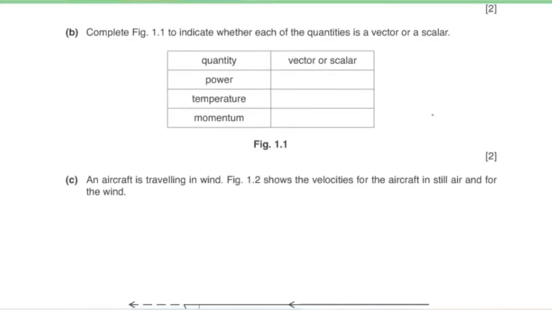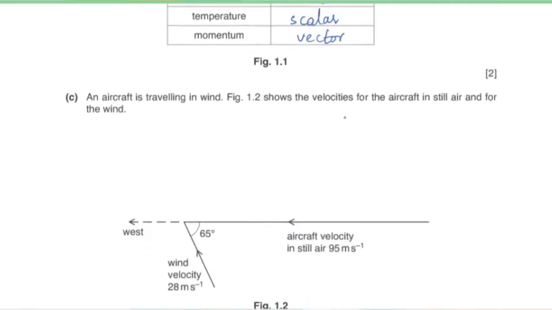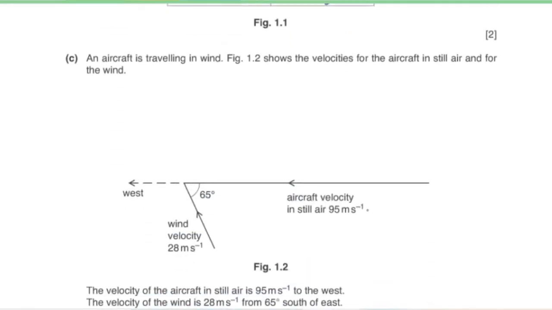Part B, complete figure 1.1 to indicate whether each of the quantities is a vector or a scalar. So power is a scalar quantity, temperature as well is a scalar quantity, but momentum is a vector quantity since it involves velocity. Part C, an aircraft is traveling in wind.